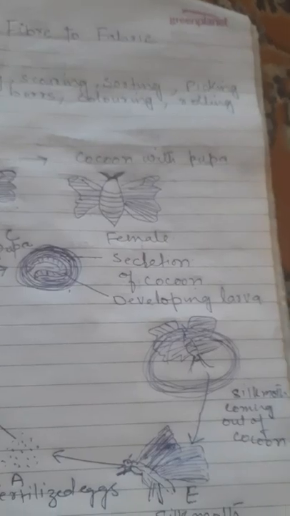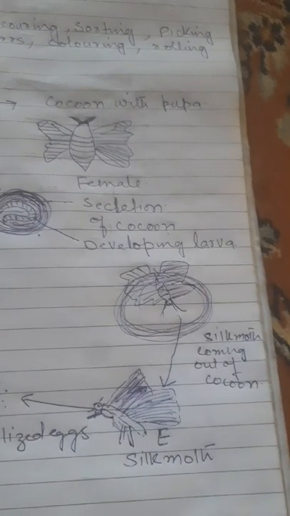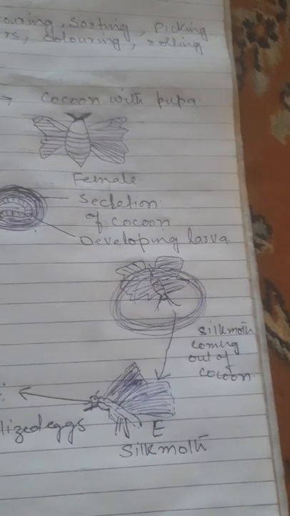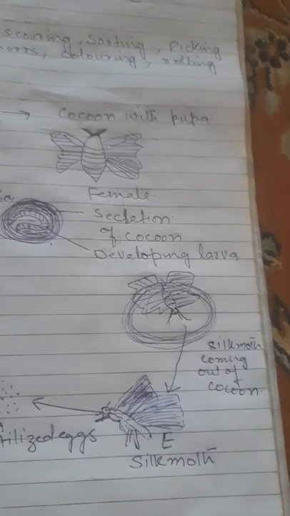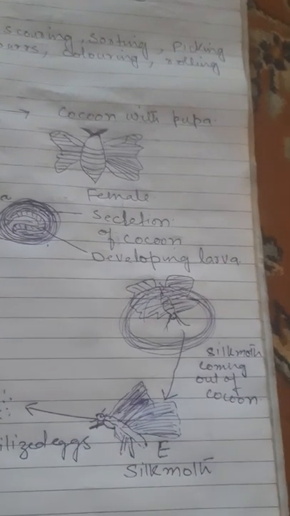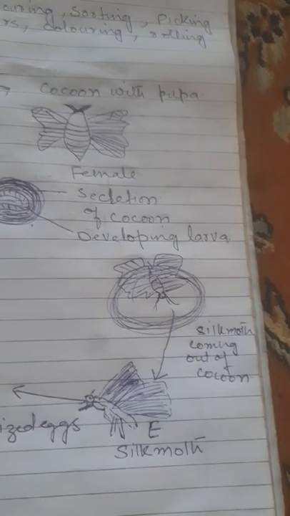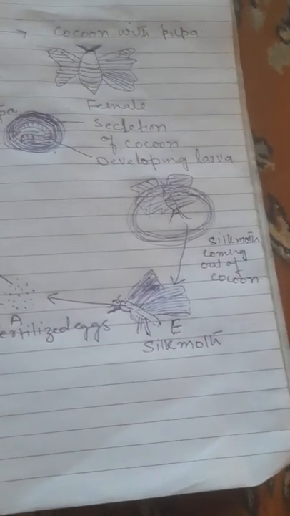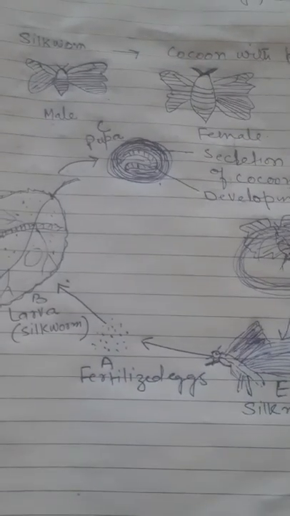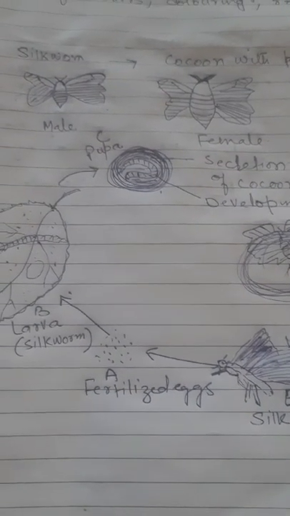And this is the next stage, when the silk moth comes out of the cocoon and starts the cycle again. This is the last sketch of the cocoon.